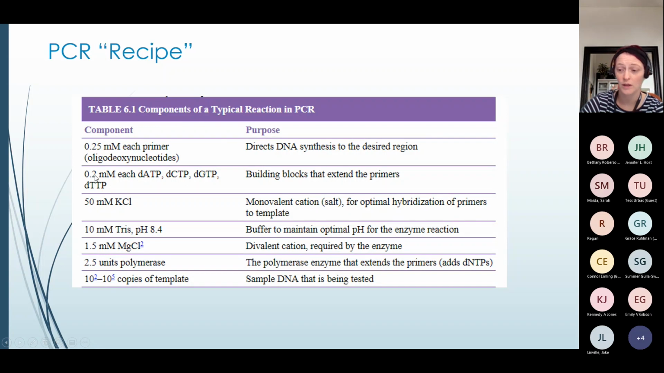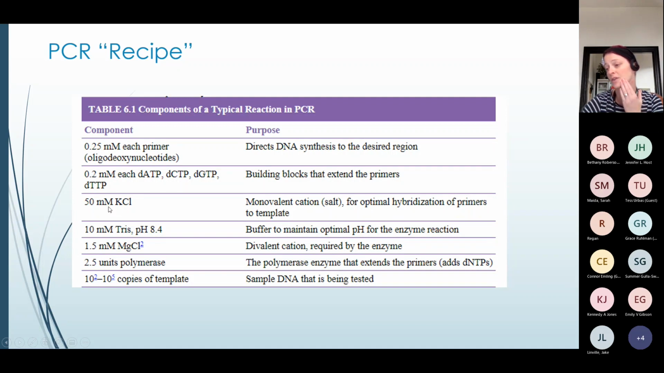Again, the longer the sequence that you're targeting, each cycle will use more nucleotides. And the shorter the sequence you're targeting, the fewer nucleotides you would use. So again, this is optimized based on the size of the sequence that you're targeting.